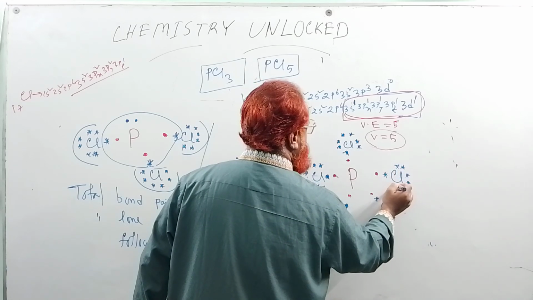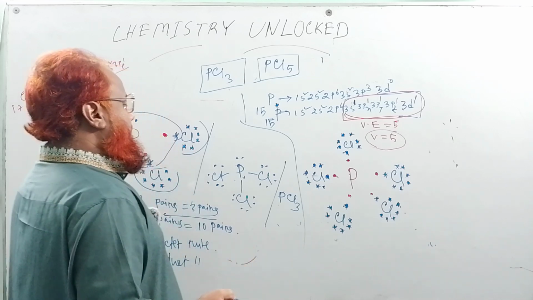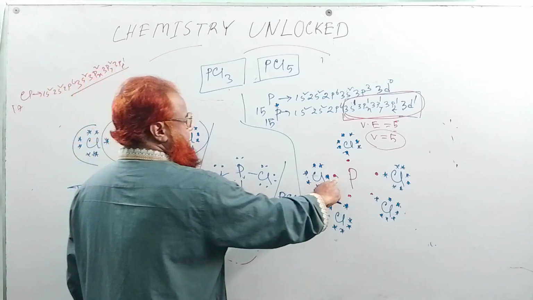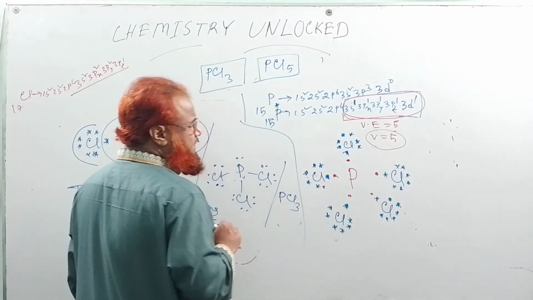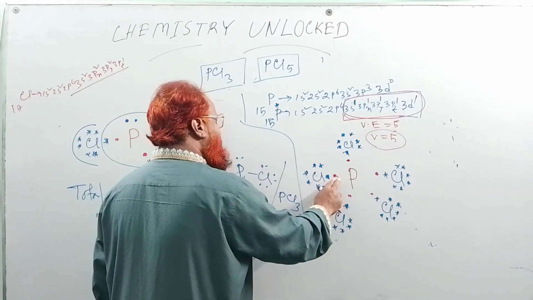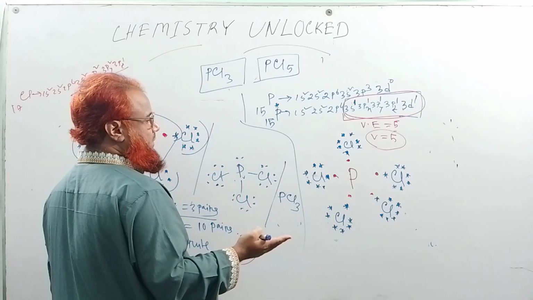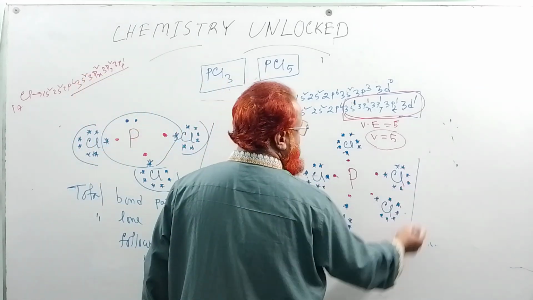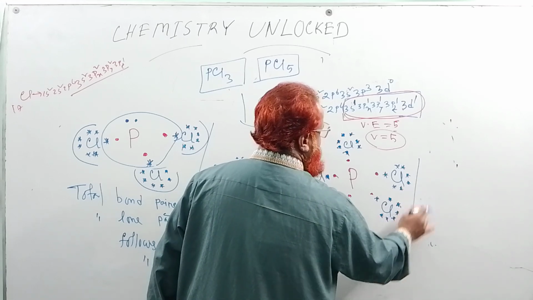Dear students, look at here. Here every chlorine atom supplies a single electron to the phosphorus atom and bonds with the unpaired electron of phosphorus. So here 5 covalent bonds will be formed. Okay. So they will make what? PCl5.